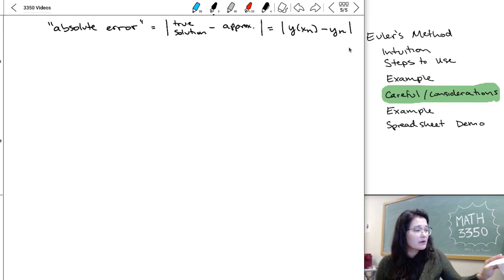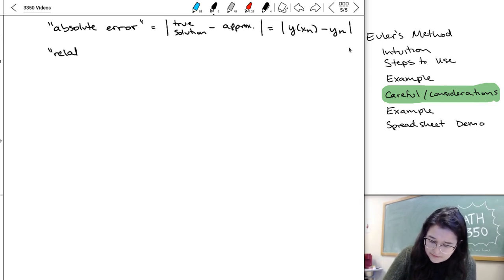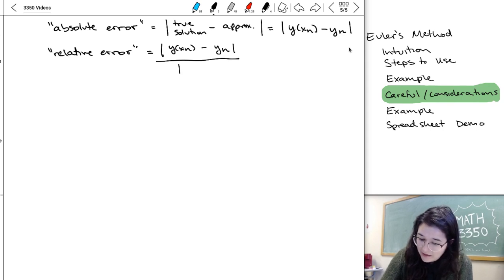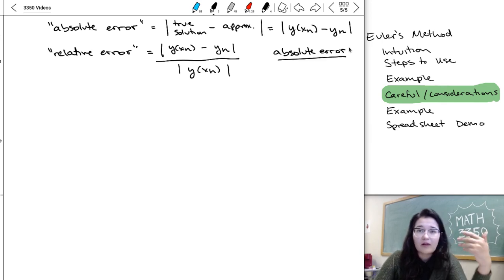And then something else that we might care about is called relative error, which is going to be calculated as the absolute value of y of x sub n minus y sub n. So kind of the same thing we just looked at there, and it's still an absolute value. But then we divide it by y of x sub n. So relative error is your absolute error scaled by, normalized by, or divided by your true solution.